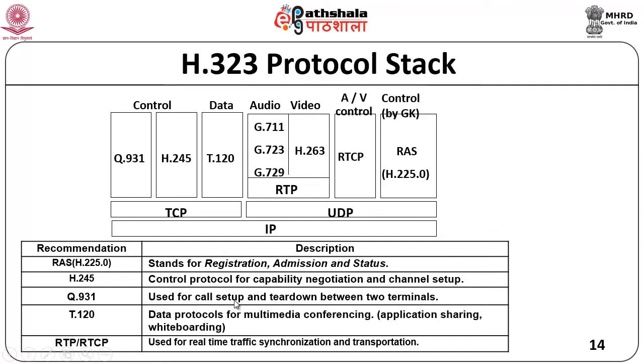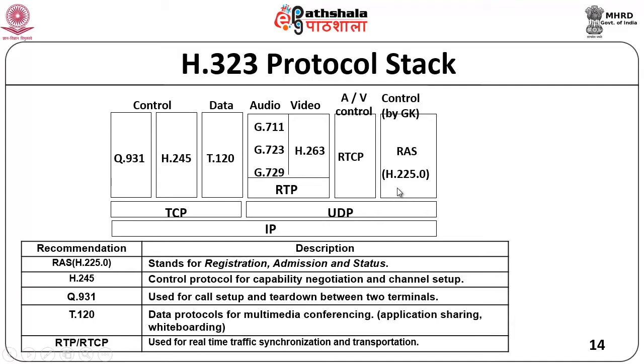So, you can see that there is something called RAS. RAS stands for registration, admission and status. This is used for the end terminals to register with the gatekeeper. The control is handled by the gatekeeper, so the terminals have to talk to the gatekeeper to register themselves, to get admitted and so on. That is done by means of this RAS protocol. We have the H.225.0 protocol which is used for this purpose.